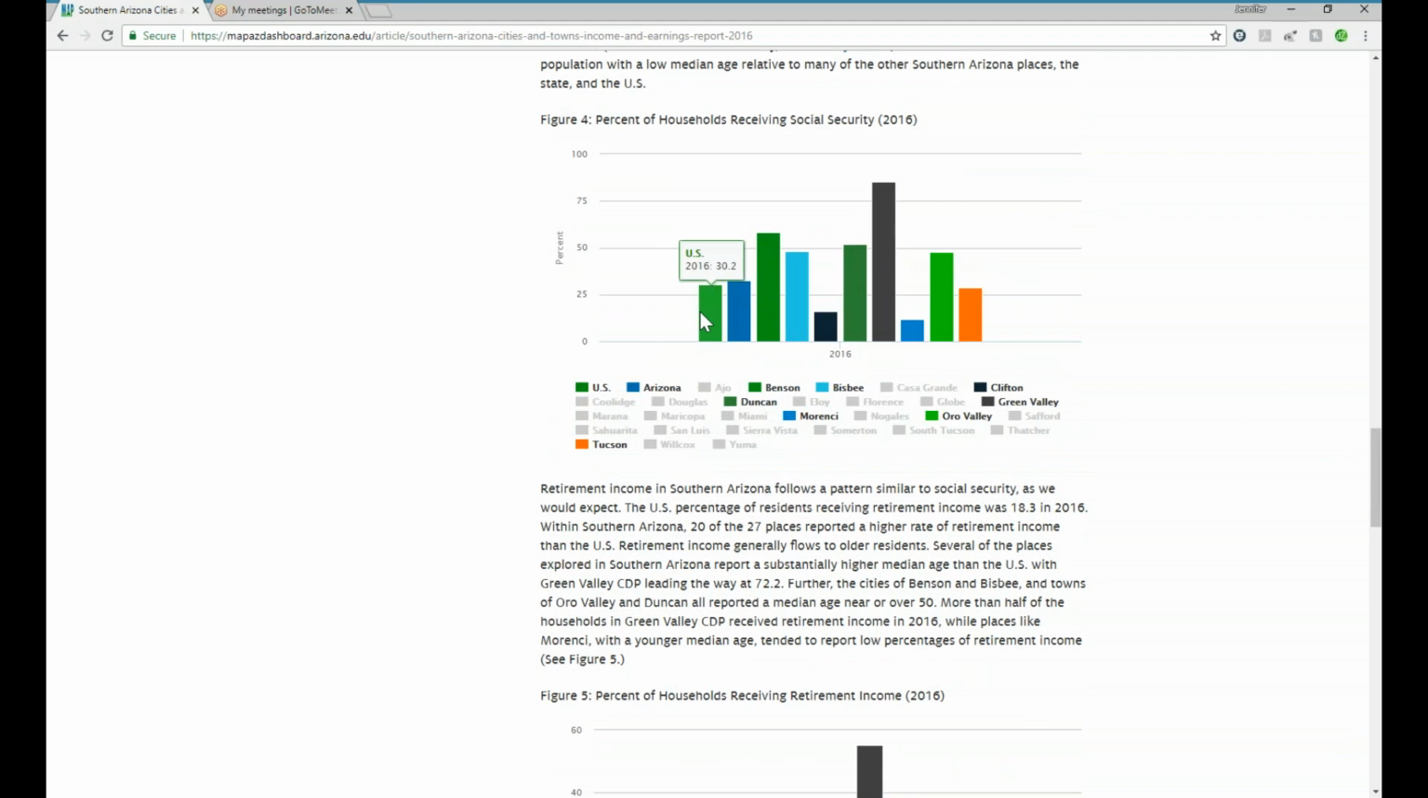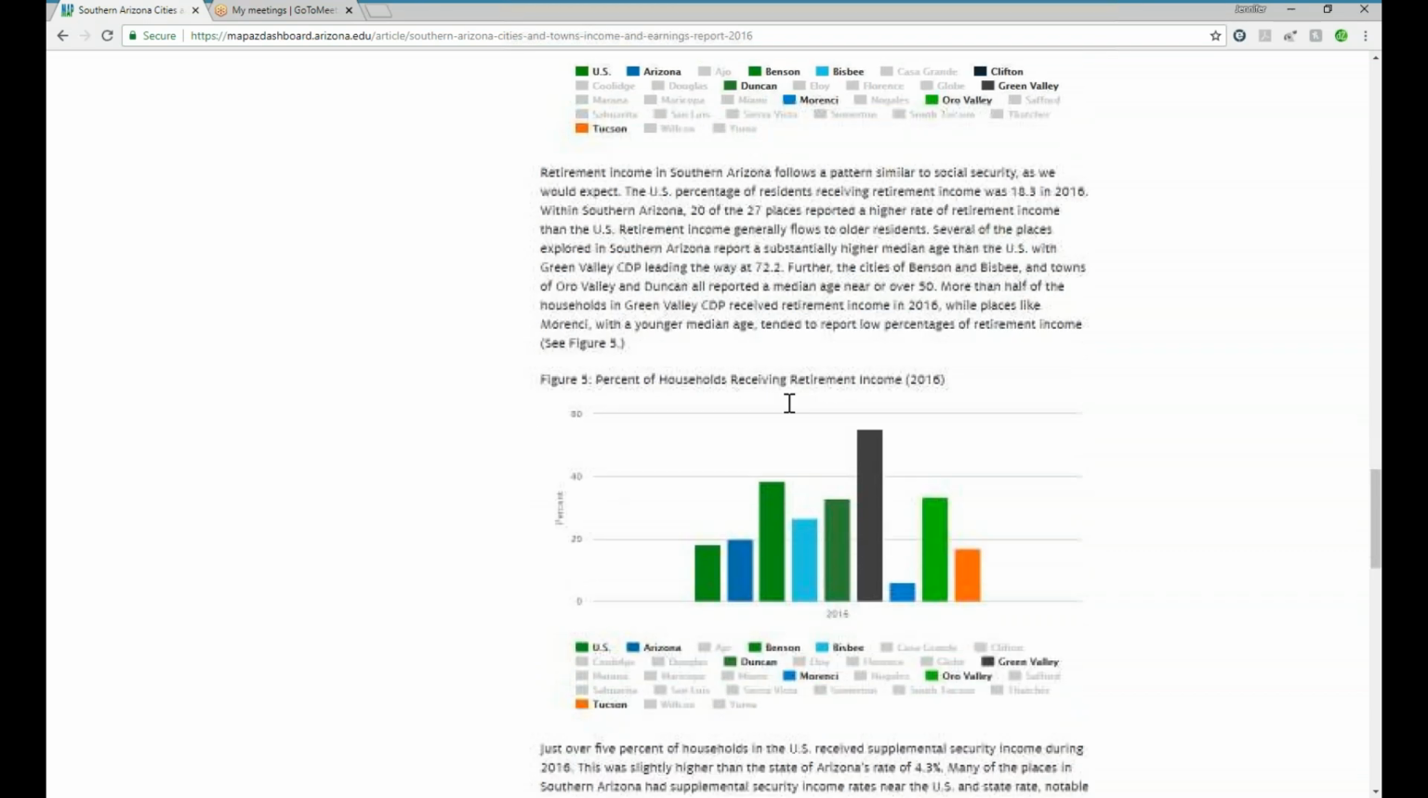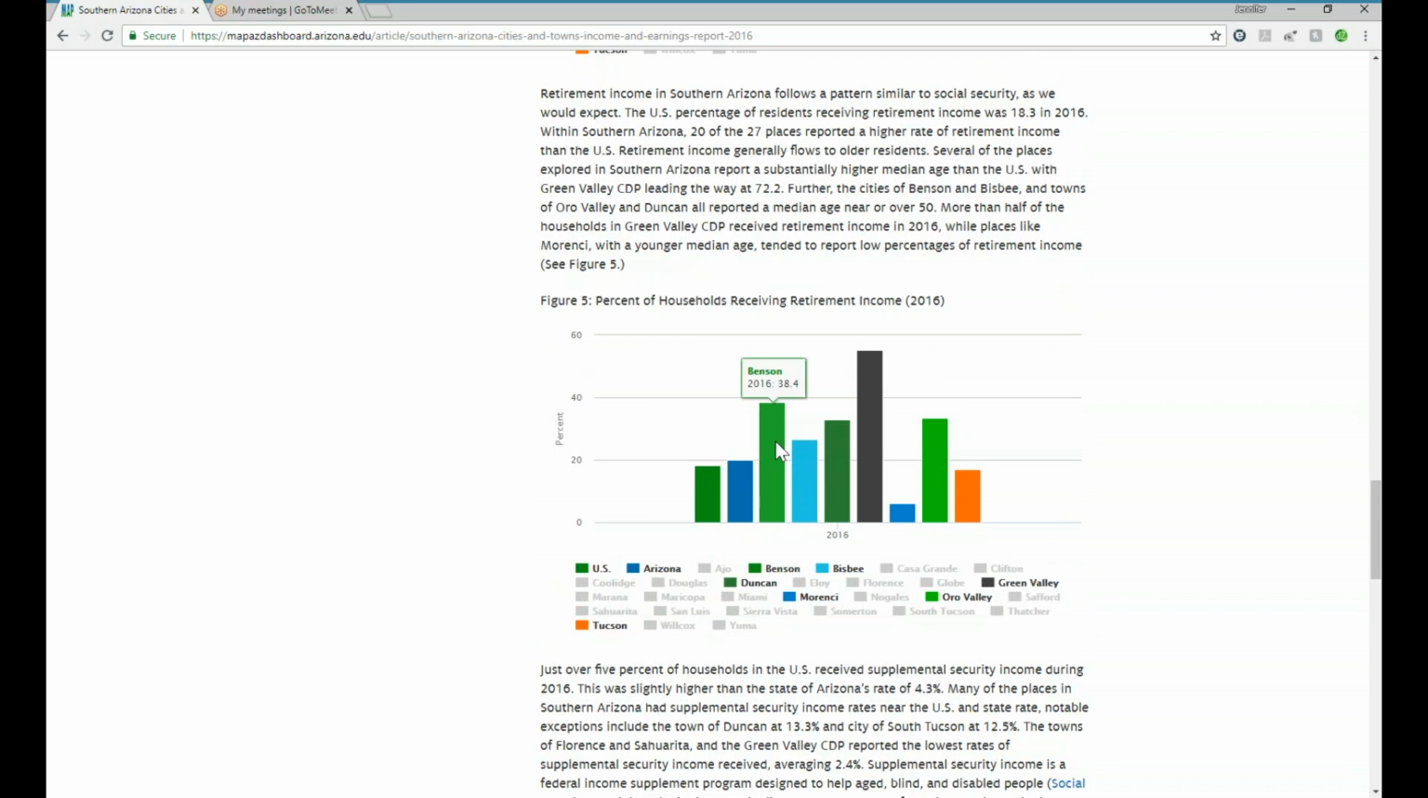Many of these different indicators that we're looking at, 30.2% for the U.S. receiving Social Security benefits, 32% for Arizona. The city of Tucson, for the most part, follows a very similar pattern to the state and the U.S. And then a couple other geographies here that are worth noting. We have Bisbee at 48% receiving Social Security and Benson at 58%. And similar here, Benson has a high percentage of those receiving retirement income as well, as does Bisbee and Duncan.